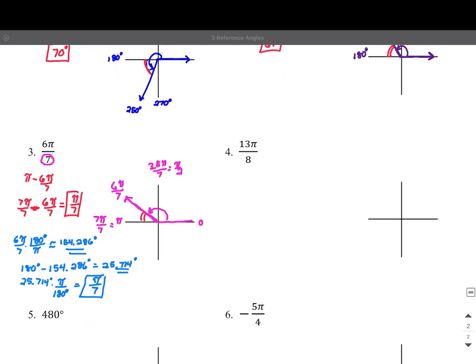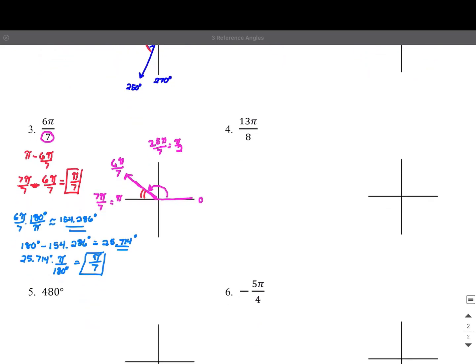So this is 13 pi over 8. So we've got 0 radians. Now pi over 2, we look at the denominator 8. Half of 8 is 4. So that would be 4 pi over 8. For pi, we take the denominator 8 and we make it 8 pi over 8. Okay, we're going to 13 pi over 8, so we didn't get there yet.